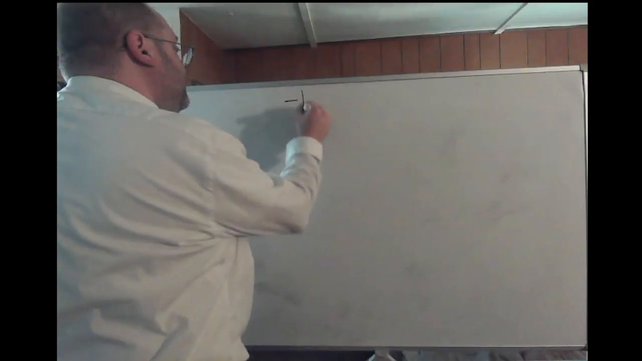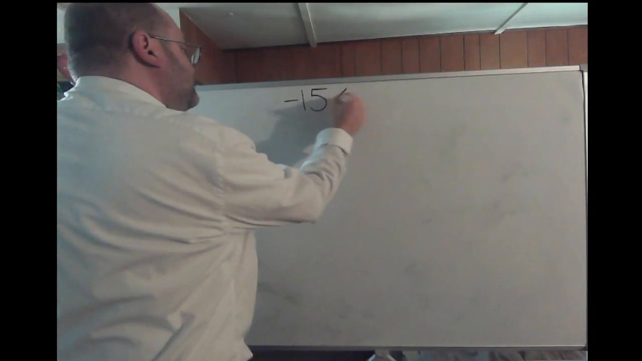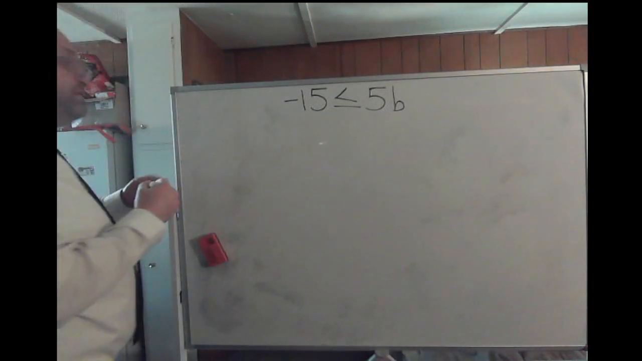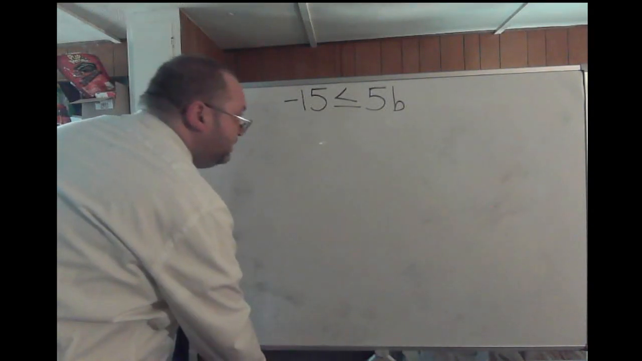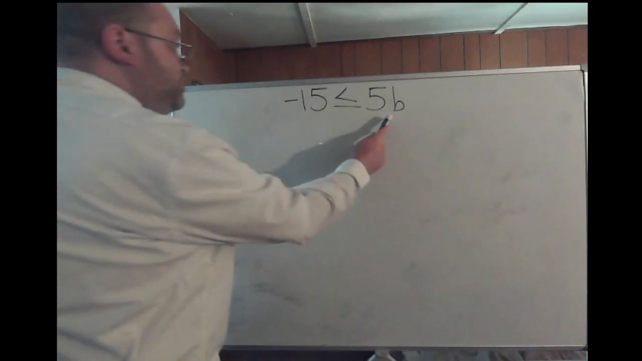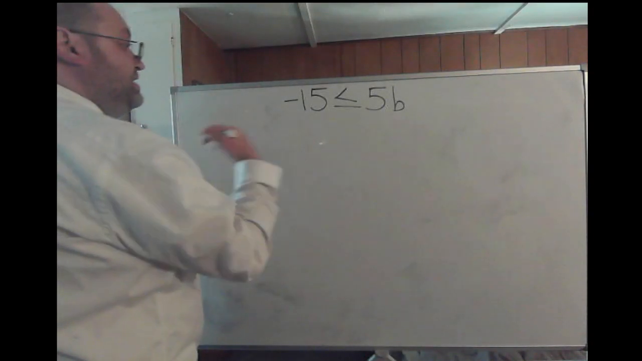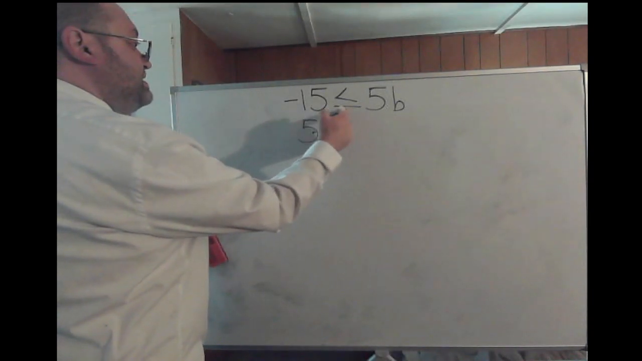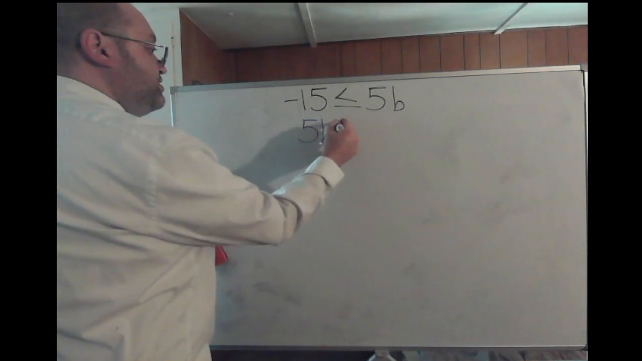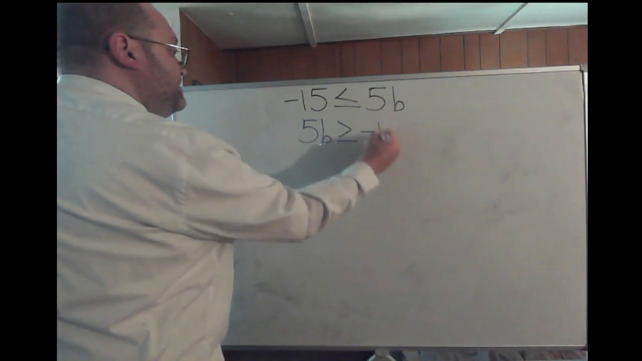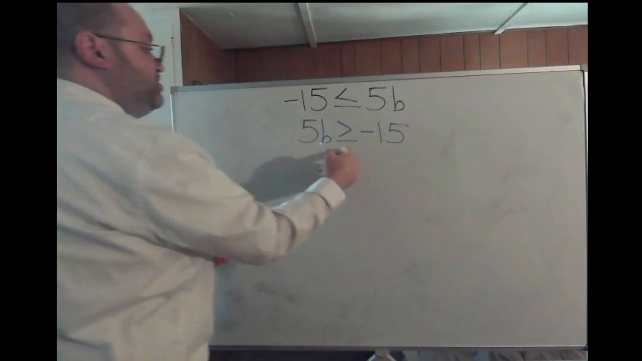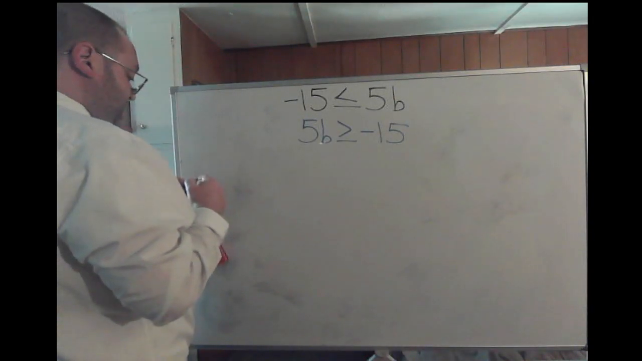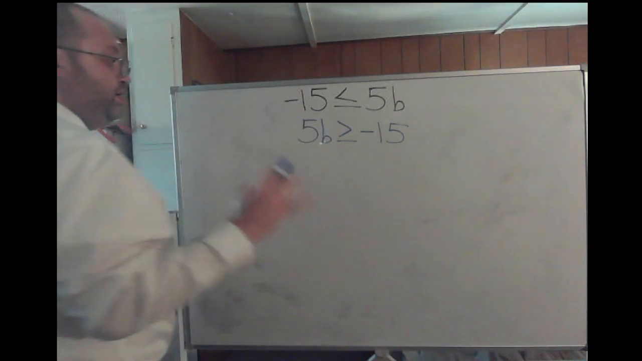Alright, negative 15 is less than or equal to 5b. Well, first I would switch it around where the variable is on the left-hand side, so we'll have 5b. So that means if negative 15 is less than or equal to 5b, that means 5b is greater than or equal to negative 15. So we had to switch the sign around since we're switching places with the variable and the number.